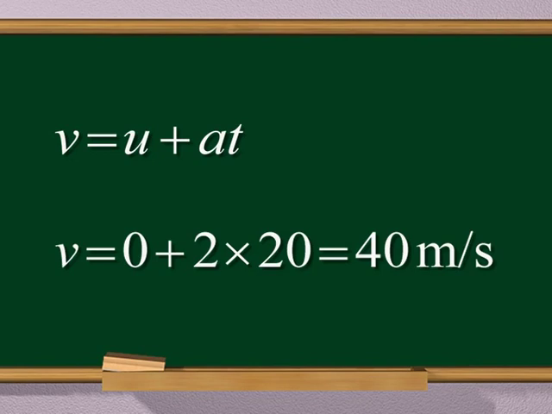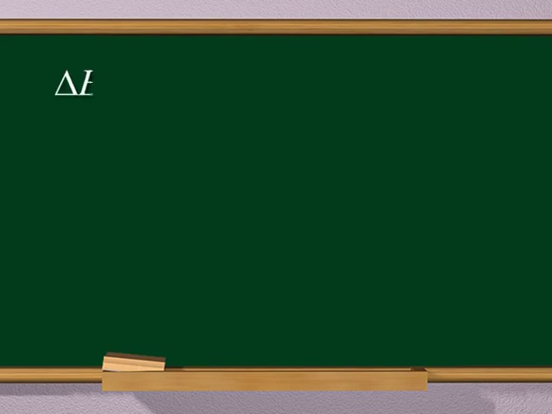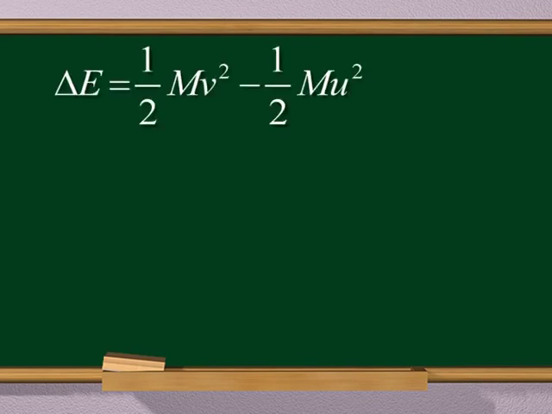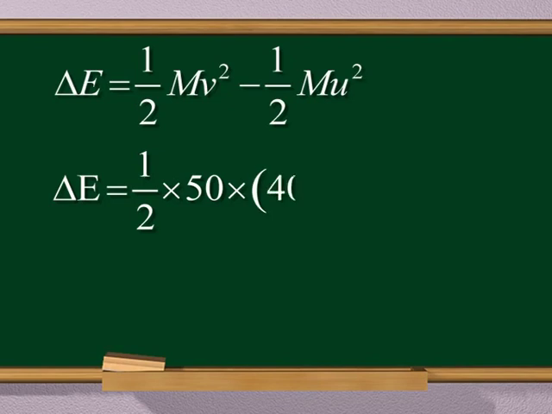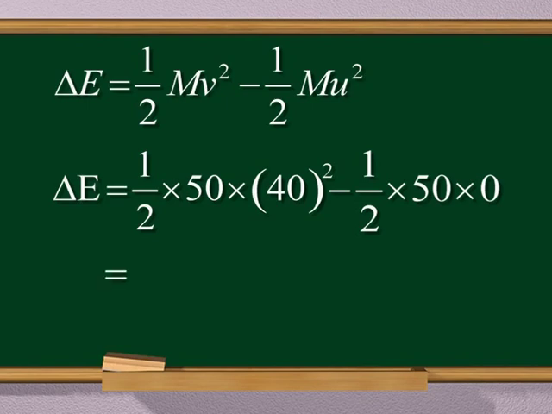Since change in kinetic energy can be written as delta E is equal to half mv square minus half mu square, or delta E is equal to 1 by 2 into 50 into 40 square minus 1 by 2 into 50 into 0, which on calculation gives 25 into 1600.